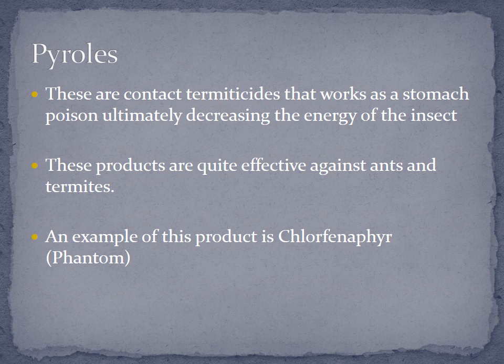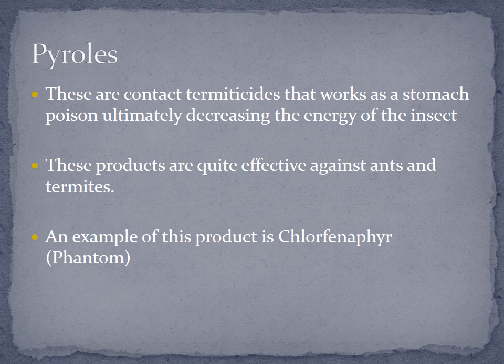Let's look at pyroles. These are contact termiticides that work as a stomach poison, ultimately decreasing the energy of the insect. These products are quite effective against ants and termites. An example of these products is chlorfenapyr, or Phantom. A lot of you may have used Phantom, or you will through the years, but I would say it works kind of similar to what fipronil does.